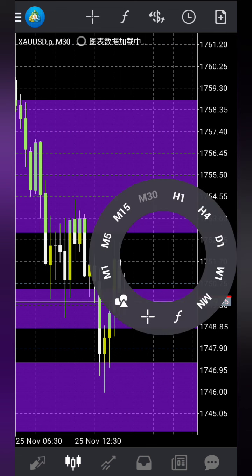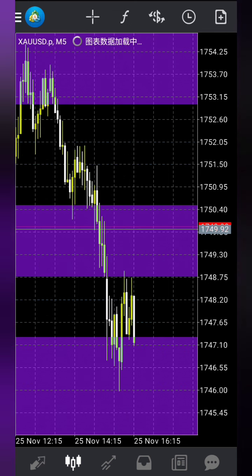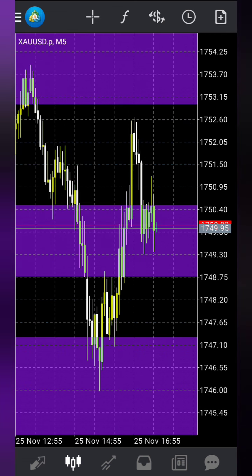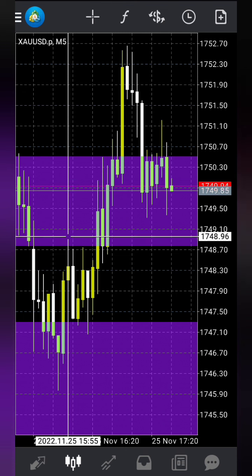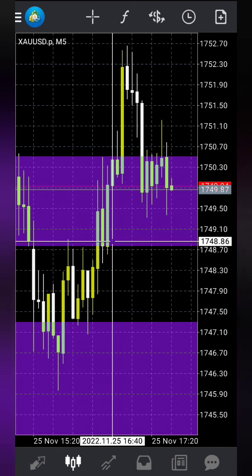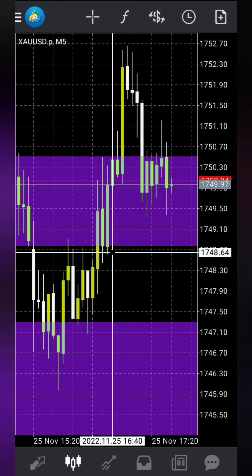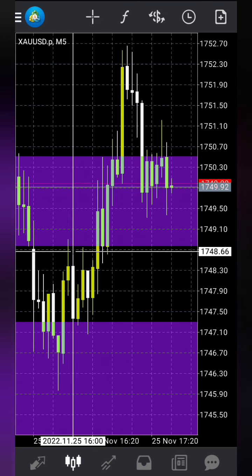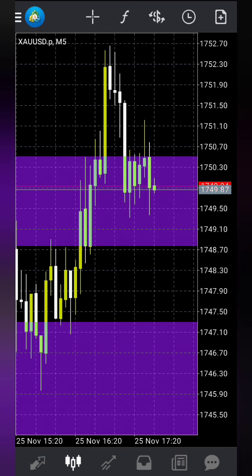Okay, we change to a smaller time frame. You can see more clearly. Okay, M5. You can see the price come to the zone, touch and then drop, touch and then drop. Okay, this is the rejection. You can take 15 pips, 20 pips, something like that. Okay, simple.